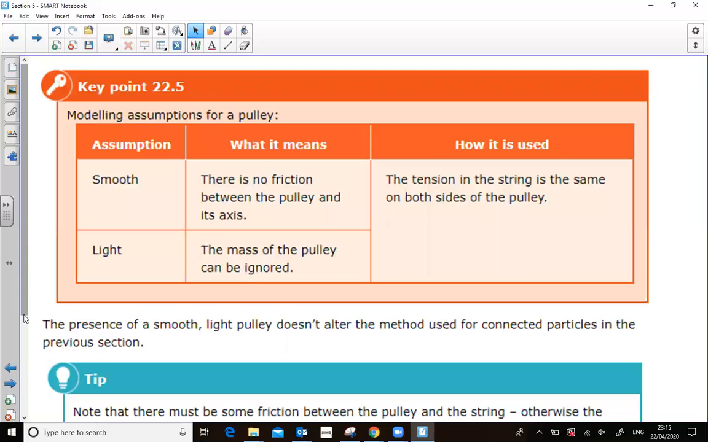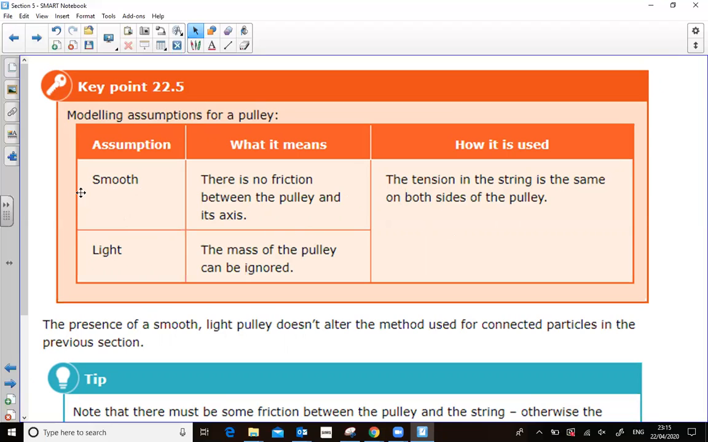Here are the summaries for the two modeling assumptions. Again, it's very important for you to remember them and what they mean and how they're used, as they could be very easily asked at the end of an exam question.